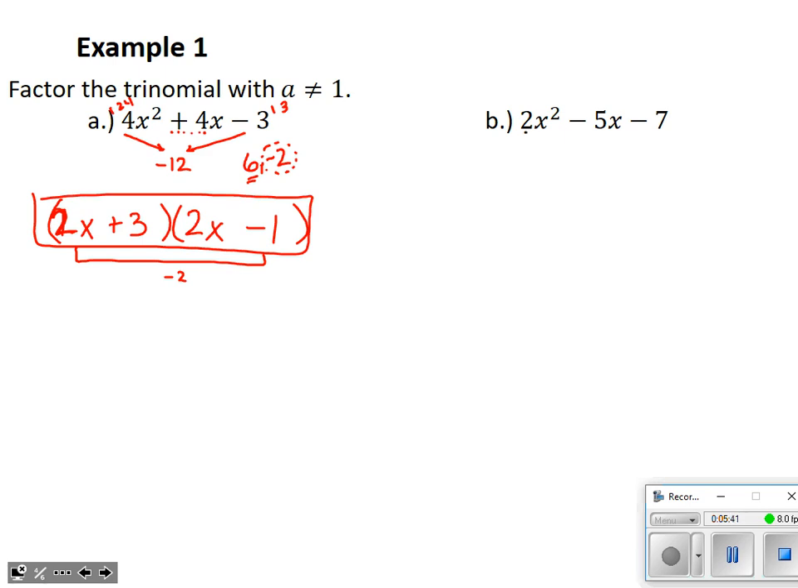For letter B, 2x squared, I've got to do a times c. I get negative 14. What multiplies to be negative 14 and adds up to negative 5? It's negative 7 and positive 2. Let's set up our skeleton of factors here. Something x, leave room at the end of each. The easier factor is the 2 to work with, so I'm going to make the outside combine to be 2.